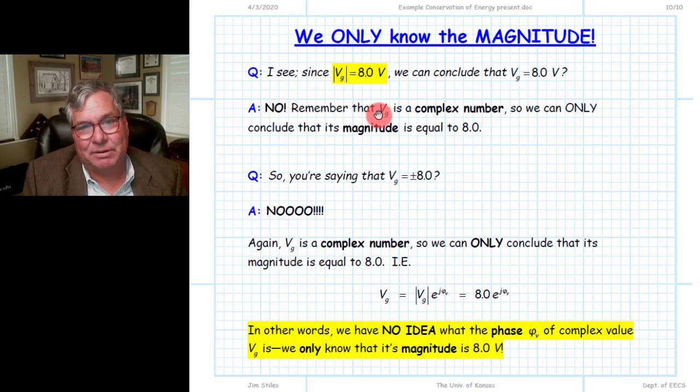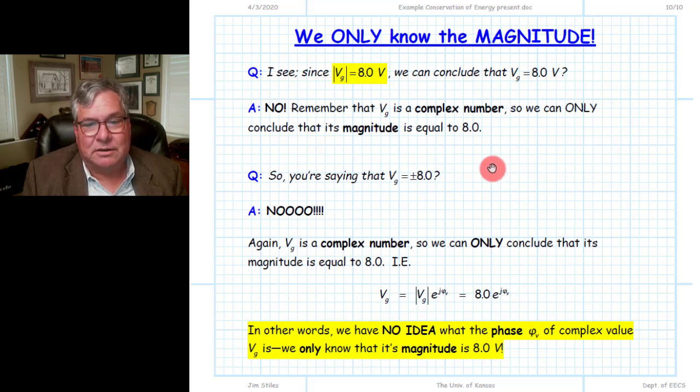Remember, Vg is a complex number. There are lots of complex numbers whose magnitude is equal to 8. The knowledge of the magnitude by itself is not sufficient to determine the value of Vg, and certainly we cannot argue that it is equal to 8.